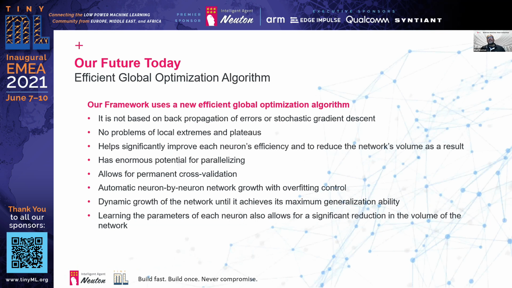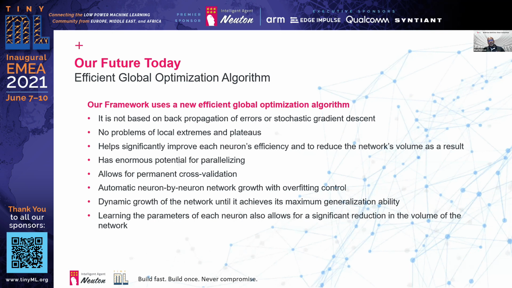So, what we're doing from a Newton perspective. As I mentioned, our solution is not based upon some of the standard approaches used today, whether it's backpropagation or stochastic gradient descent. We limit or eliminate the problems associated with local extremes and plateaus. We help improve the efficiency of each neuron, which ultimately allows us to reduce the overall network volume. Taking this approach gives our solution a significant amount of potential for parallelization.